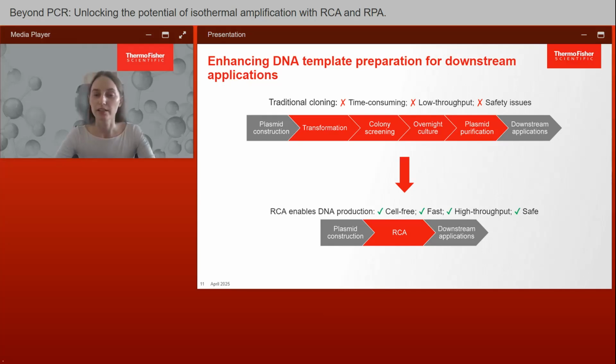But these drawbacks can be mitigated by replacing steps involving live cells with a 2-hour RCA reaction. And using RCA in this workflow allows for cell-free, rapid, high throughput, and safer DNA production. So let's analyze this workflow step by step in more detail.